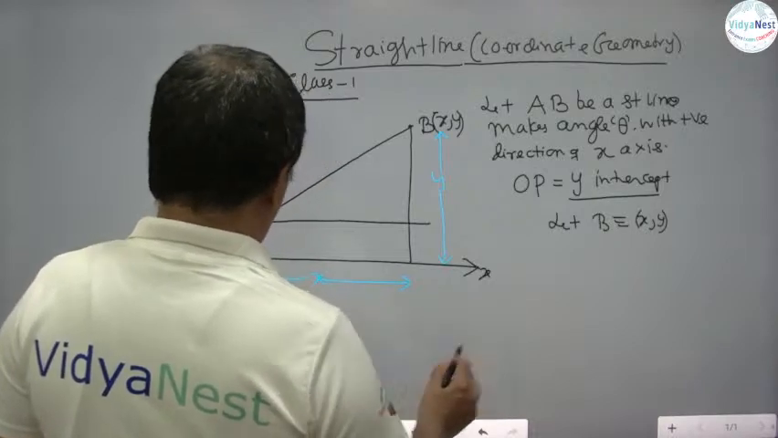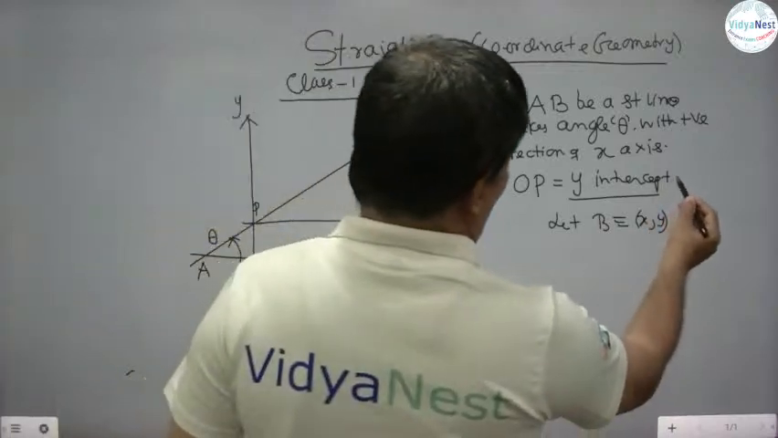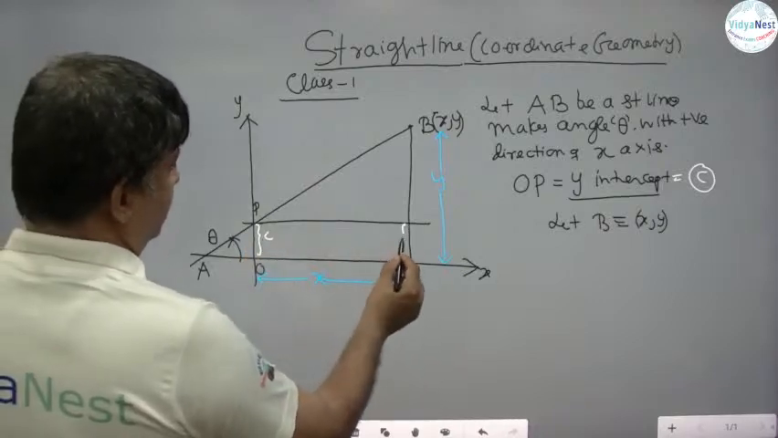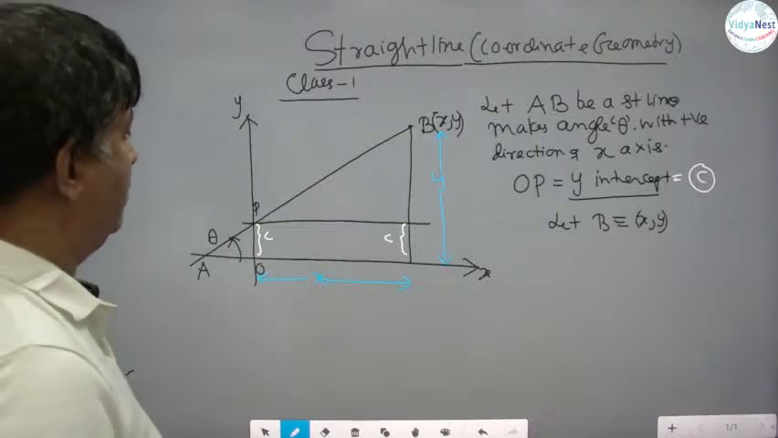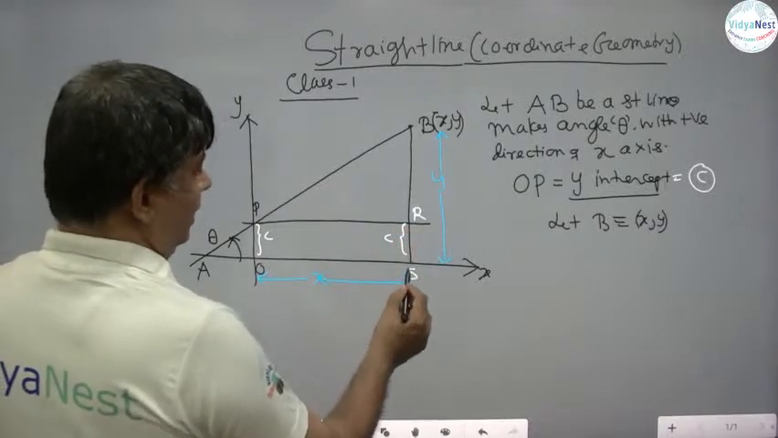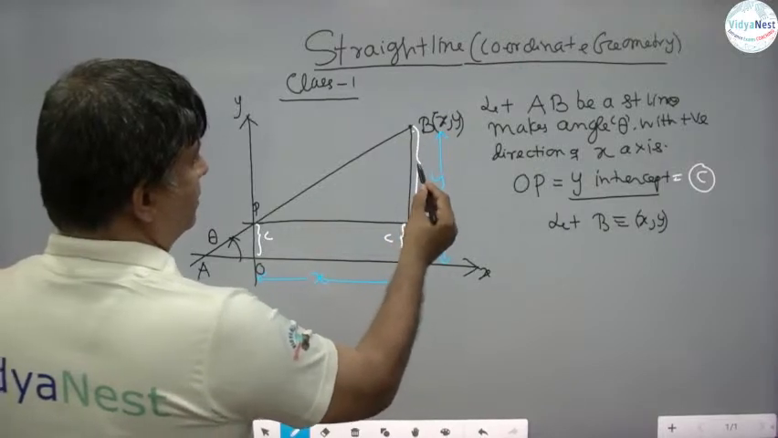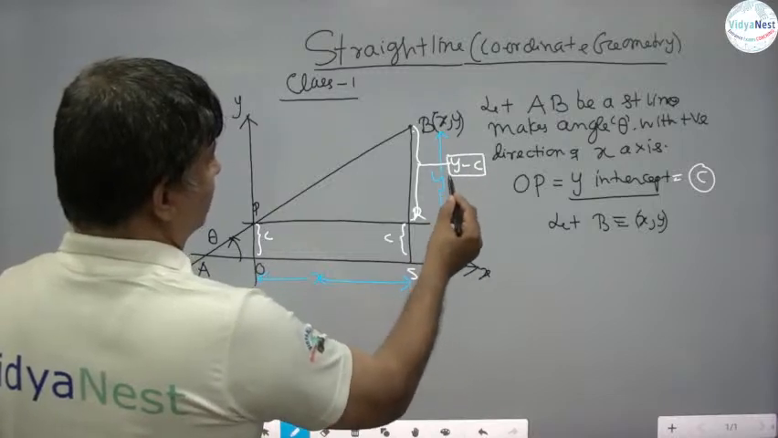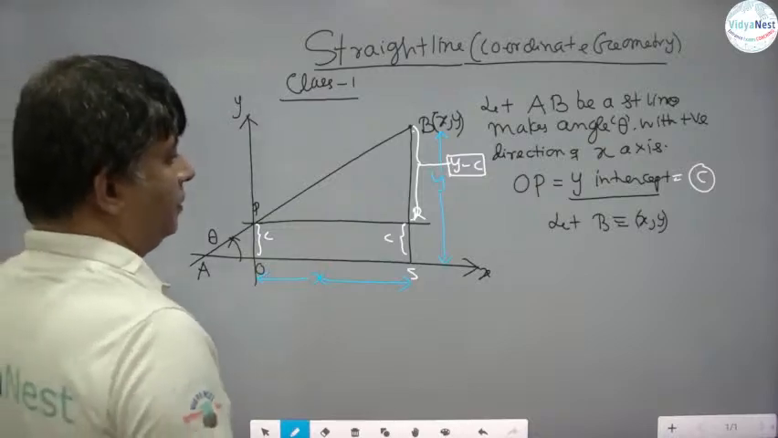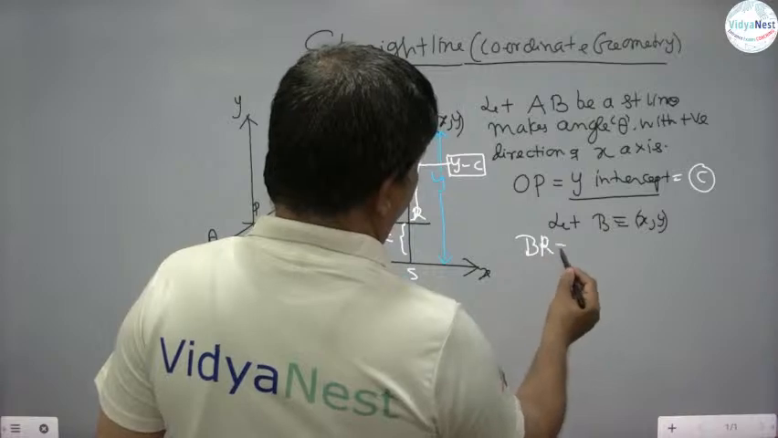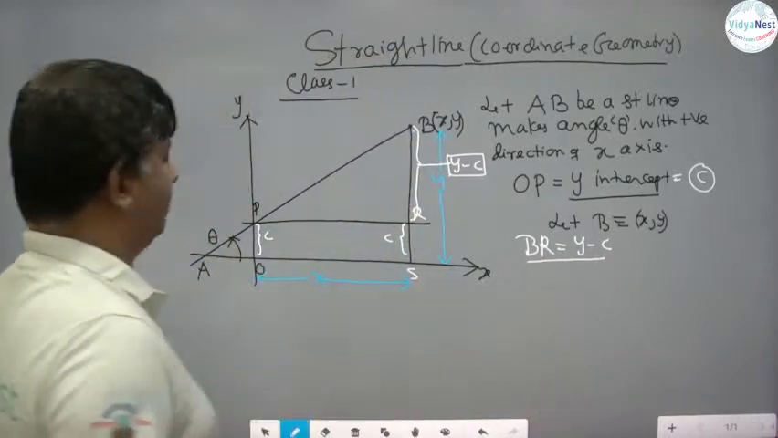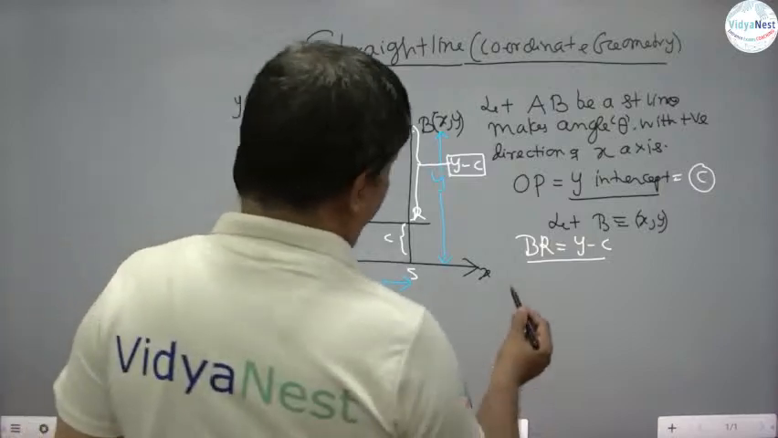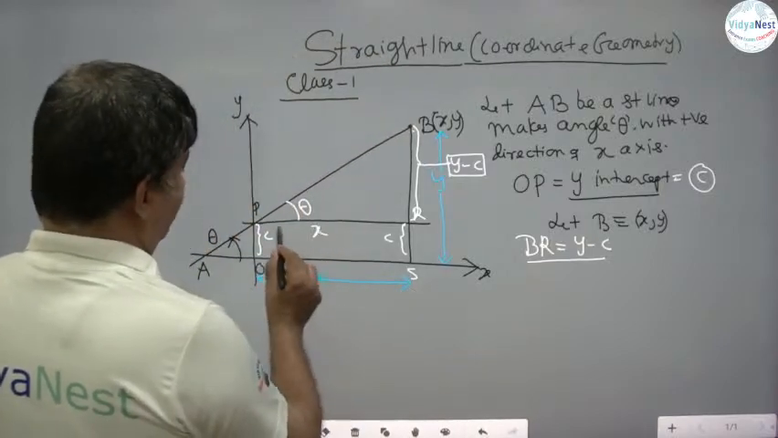Now I am letting y-intercept be C. This is C, so the length of this is also C. Let this be R, this be S. What is the length of this? y minus C. So BR is y minus C. This angle is theta, this angle is also theta. So this is x, so this is also x.